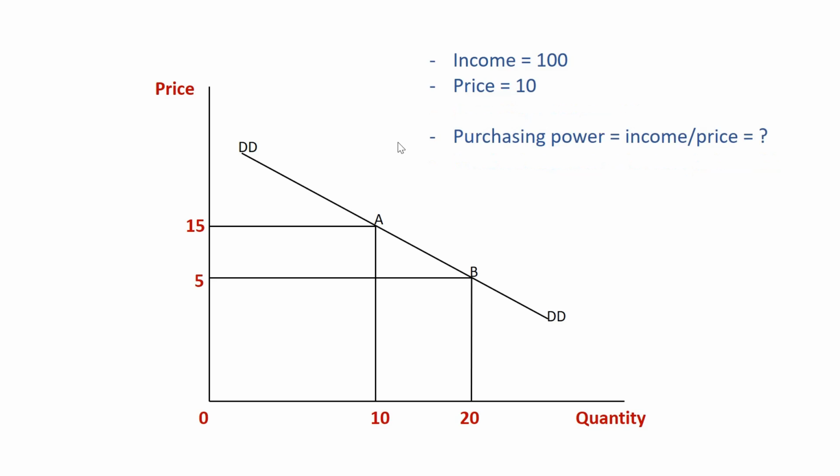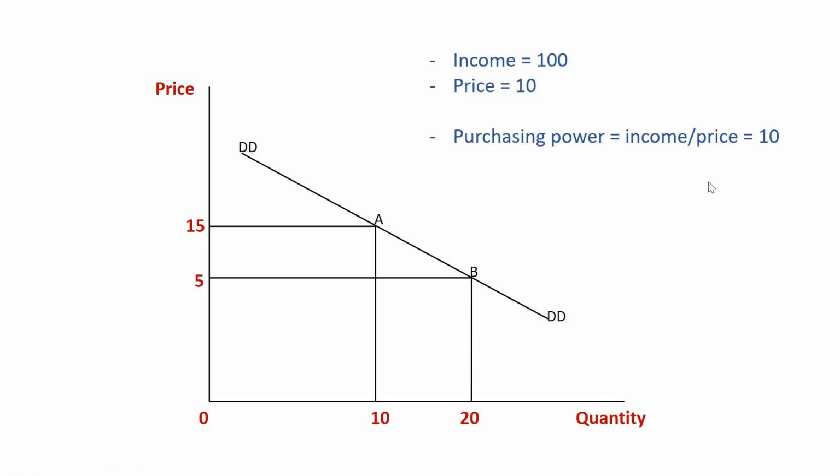Now price changes from 5 to 10, so price has increased. We want to observe what will happen to the purchasing power of the consumer. Remember, the purchasing power is the income divided by price. So now that price has increased to 10, what will be the purchasing power? We take the income, divide by price, and we are going to get 10. So the consumer's purchasing power on this commodity is 10.